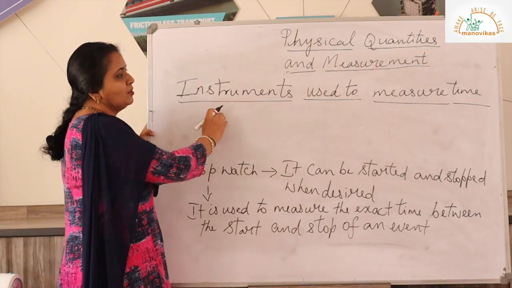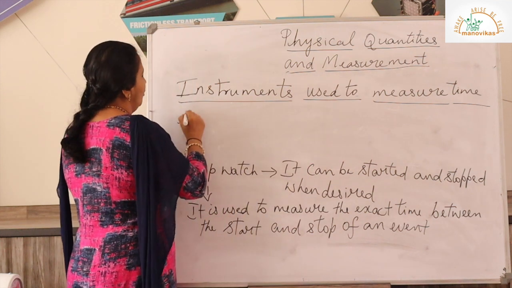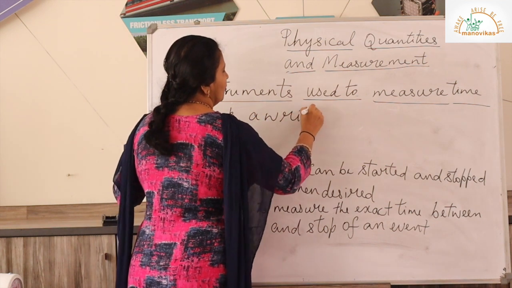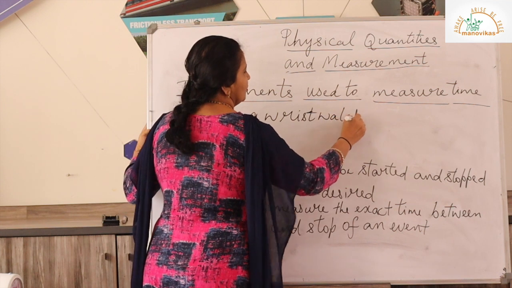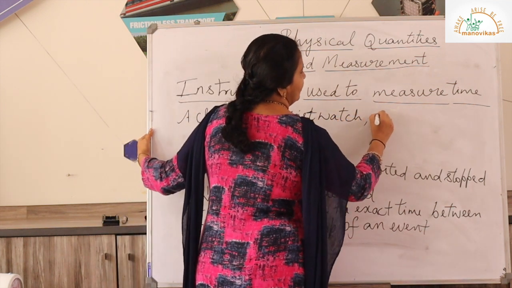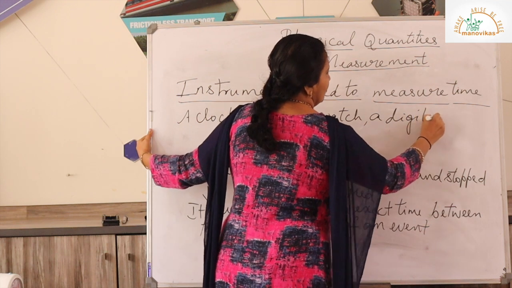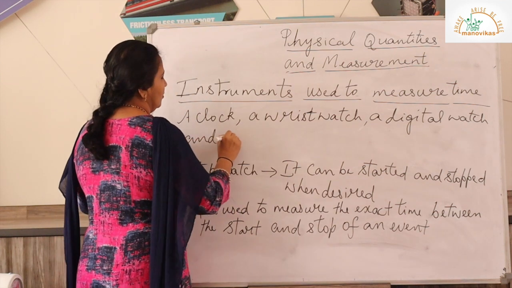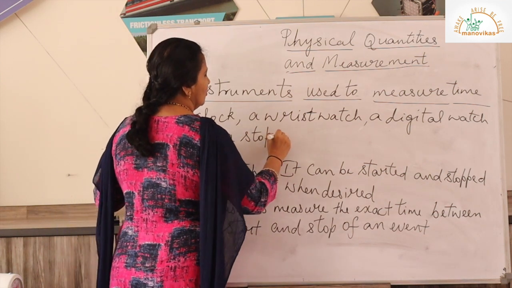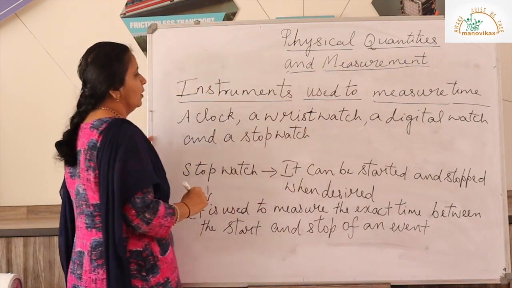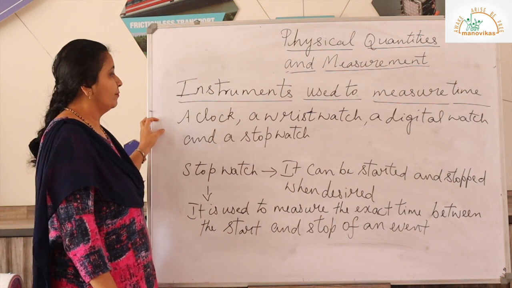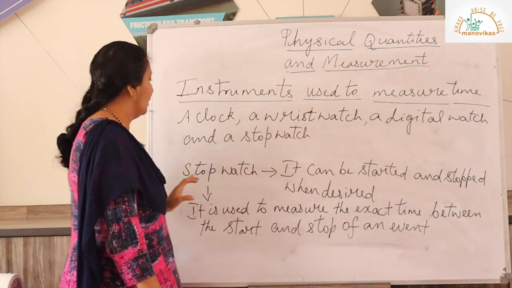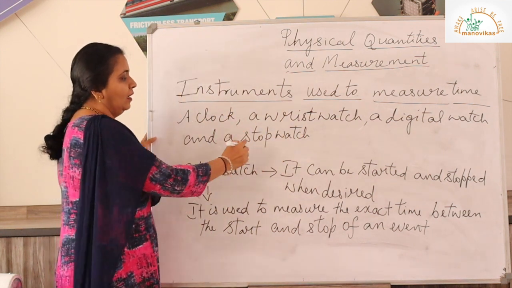Now let us see the instruments used to measure time. A clock, a wristwatch, a digital watch, and a stopwatch. These are the examples to measure time. Now let us see in detail about stopwatch.